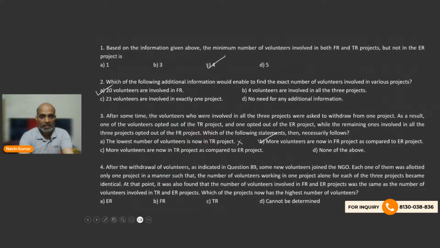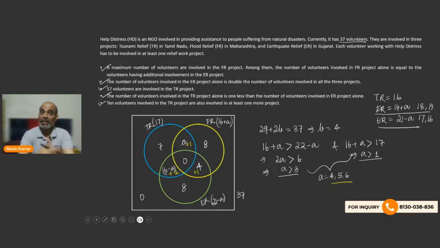Fine. You shouldn't check further if you're confident enough that whatever calculation you're doing, whatever things you are checking, all of these are correct, as in you're not making any mistake there. Next, after the withdrawal of volunteers as indicated in the previous question, so it's not 89, it's 3. Some new volunteers joined the NGO. So we will bring in more people now.